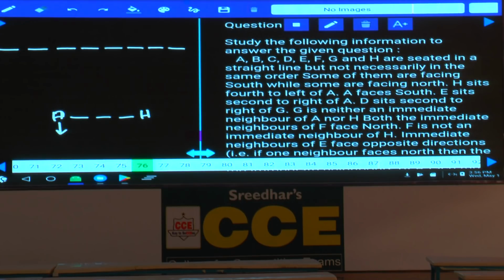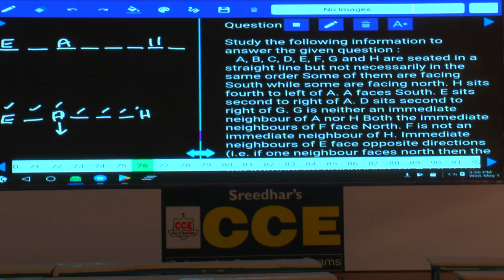E sits second to the right of A, E is seated second to the right of A. That means how many people are covered as of now? 1, 2, 3, 4, 5, 6, 7. As 7 persons we are able to cover with the help of these 2 pieces of information. Hence how many possibilities do we have? We have 2 possibilities.